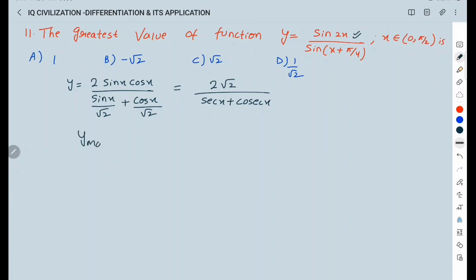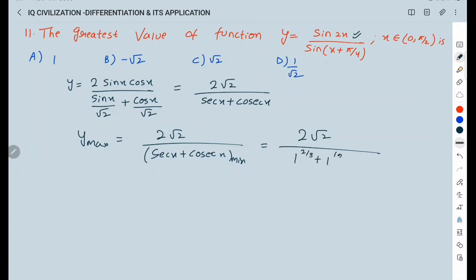So here we need y max, which is 2 root 2 by secant x plus cosecant x. Here we need to get the minimum. That is 2 root 2 by 1 power 2 by 3 plus 1 power 2 by 3, all to the power of 3 by 2. That is 2 root 2 by, 1 power something is 1. The denominator is 2 power 3 by 2. 2 power 3 by 2 is what? 2 root 2 only. So we get the answer 1.